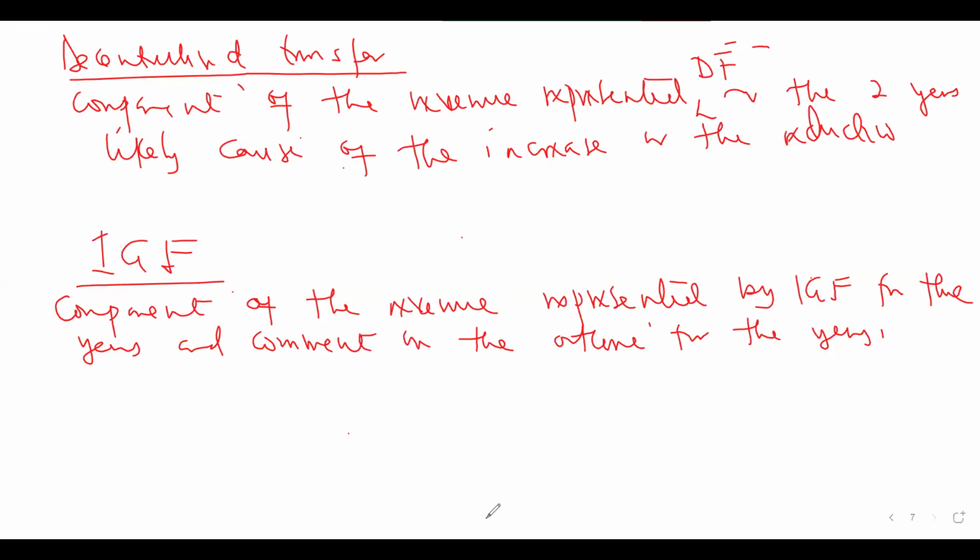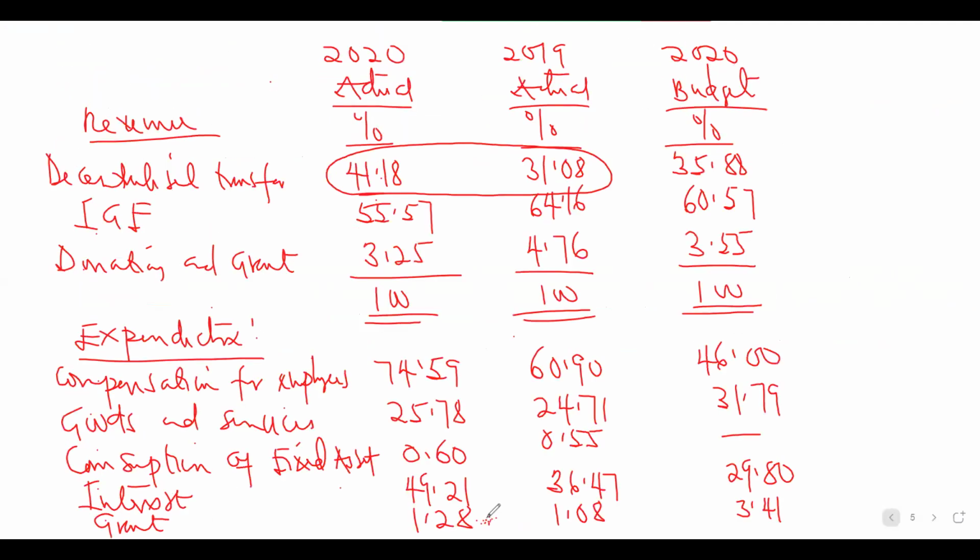It's not anything big that you have to be struggling over. So let's count to the IGF. For the current year, IGF is still the highest source of revenue for the district assembly. But what happened? It is 55.57% for 2020 as compared to 2019, which is 64.1%. It has reduced. And even the budget.